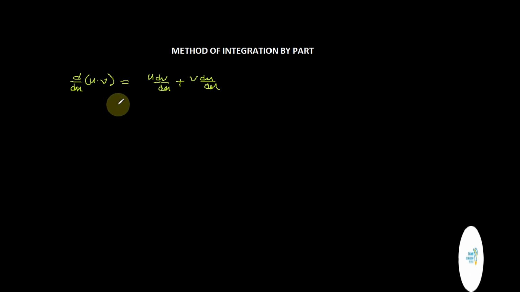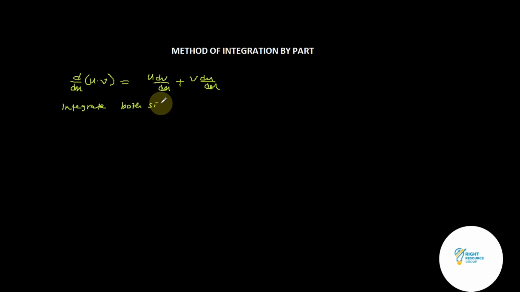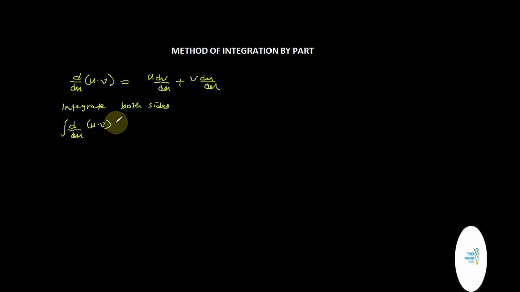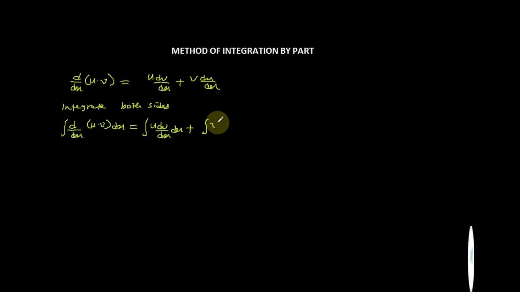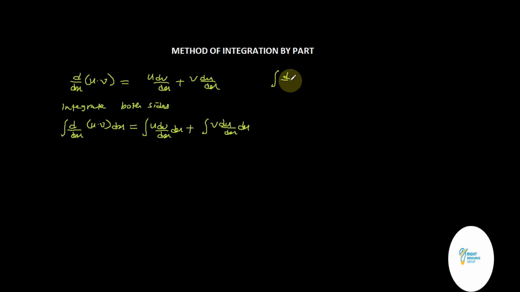So at this point now, let's integrate both sides. If we integrate both sides with respect to x, the integral of d/dx of u·v dx will be equal to the integral of u dv/dx dx plus the integral of v du/dx dx. So remember, the integral of d/dx will turn to 1 because this is the reverse of this.